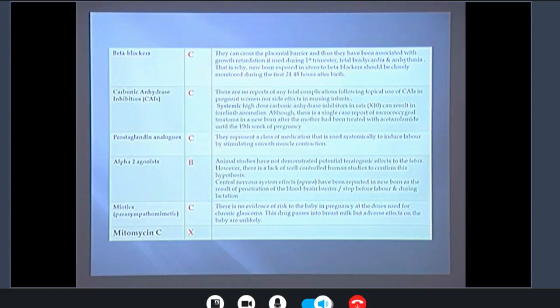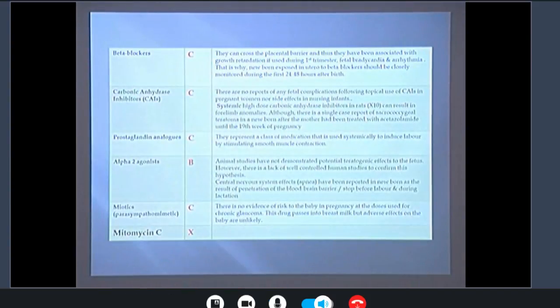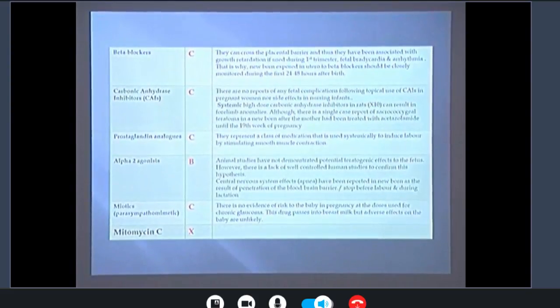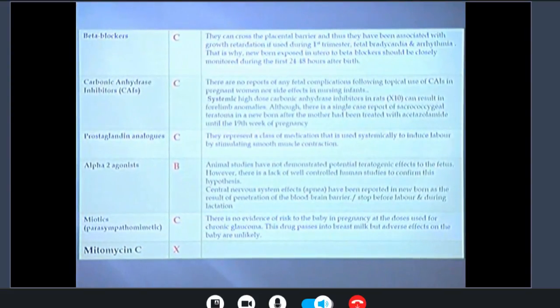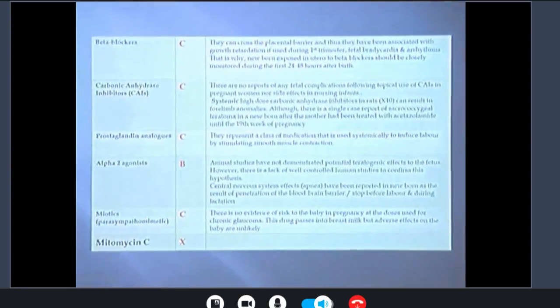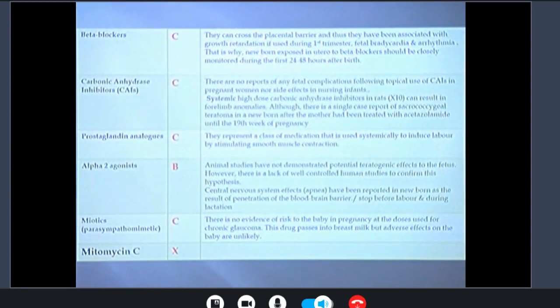Most of our glaucoma medications fall in category C. So there are animal trials, but there are no supportive human trials to prove safety or harmfulness. Most of them depend on observational studies. Beta blockers have shown that they can cause growth retardation if used in the first trimester. They can also cause fetal bradycardia, so they are preferably not used during the last month of pregnancy. Stop it ahead of labor and put the neonate after delivery under observation for a day or two.